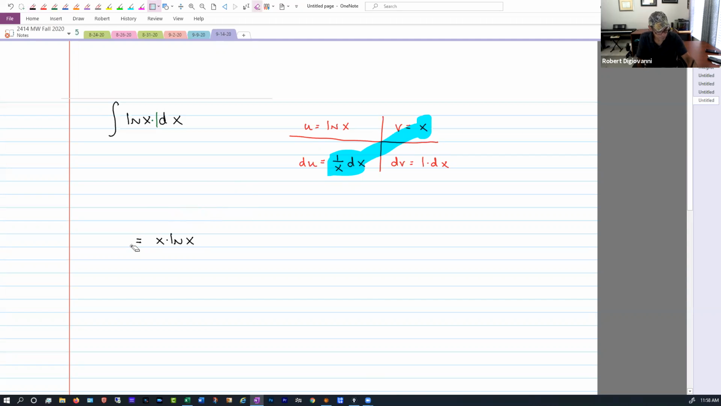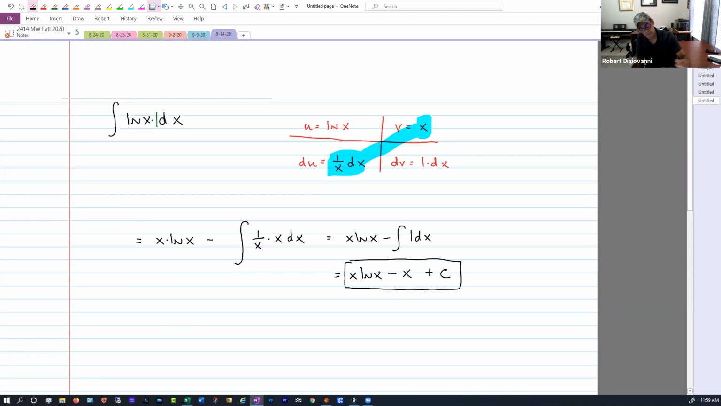Okay, minus a little bit of space, and then voodoo, which is 1 over x times x dx. And that becomes a 1. No constants came out, right? So x natural log x minus the integral of 1 dx. And the antiderivative of 1 is just x, so minus x plus c. There it is. The antiderivative of the natural log of x is x natural log x minus x.